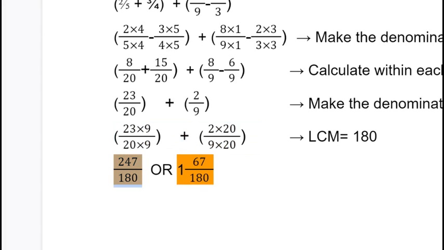We get 247 over 180 as an improper fraction, which we talked about in our last lesson. But as a mixed fraction, it could be 1 and 67 over 180. And we talked about how to get from an improper fraction to a mixed fraction and vice versa in our last lesson. So if you need help with that, you can definitely check that out.